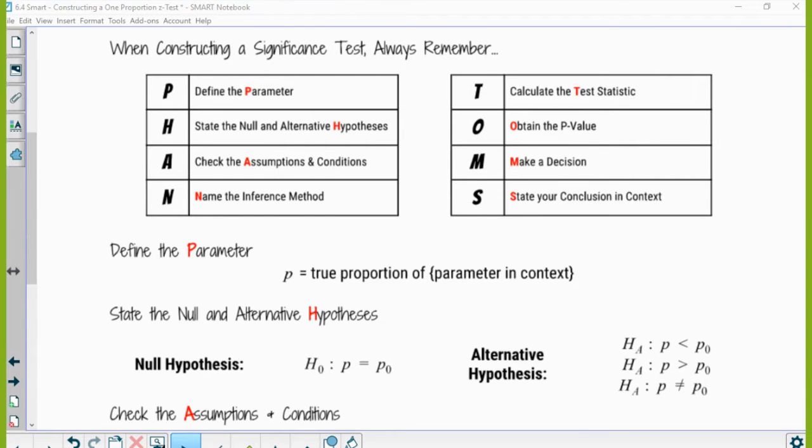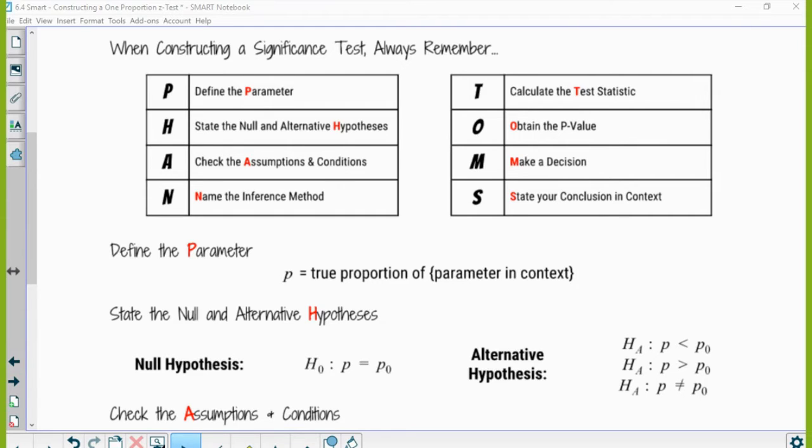When constructing a significance test, always remember, like PANIC, we have one of those things that helps us remember all of the steps for significance tests. It's called PHANTOMS. And it's not as nice as PANIC because the keywords aren't usually the ones that are highlighted, but it does the job.